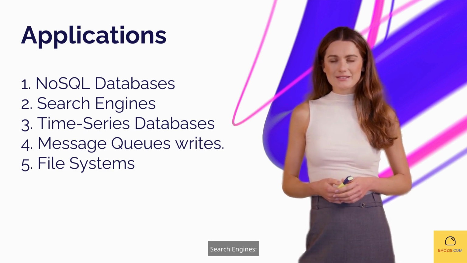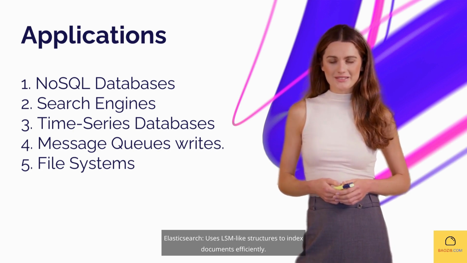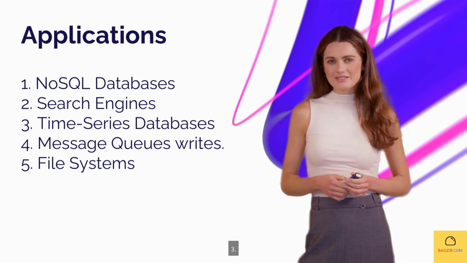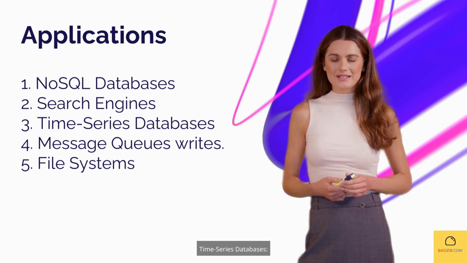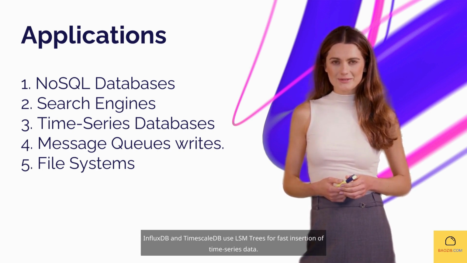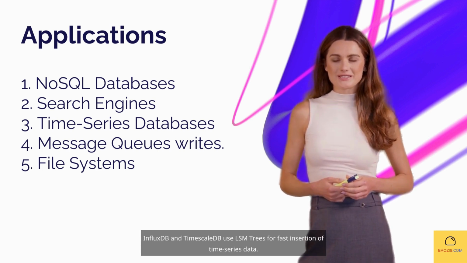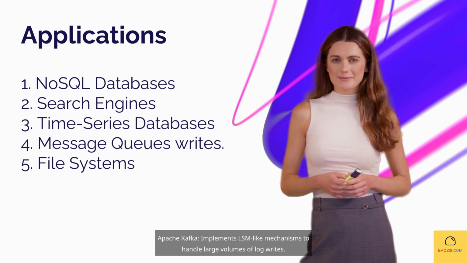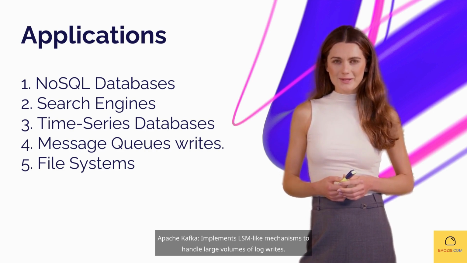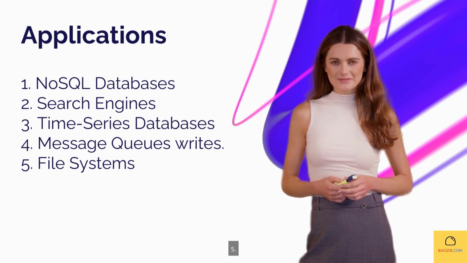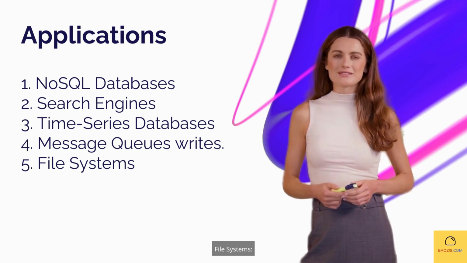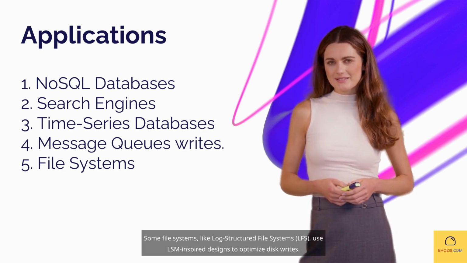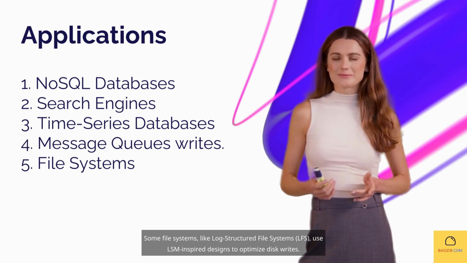2. Search engines. Elasticsearch uses LSM-like structures to index documents efficiently. 3. Time series databases. InfluxDB and TimescaleDB use LSM trees for fast insertion of time series data. 4. Message queues. Apache Kafka implements LSM-like mechanisms to handle large volumes of log writes. 5. File systems. Some file systems, like log-structured file systems, LFS, use LSM-inspired designs to optimize disk writes.